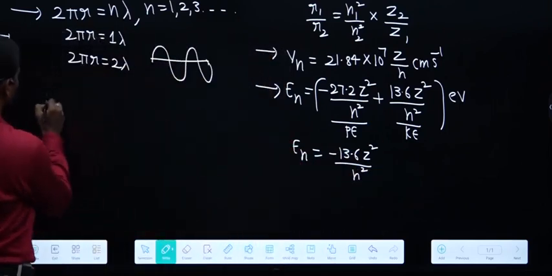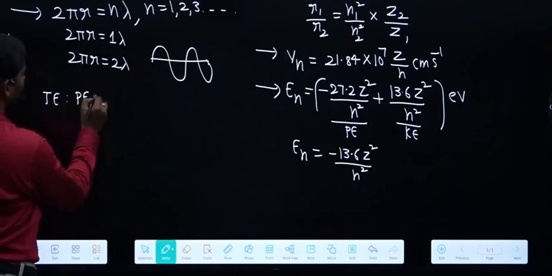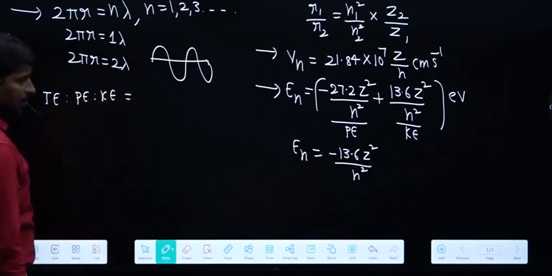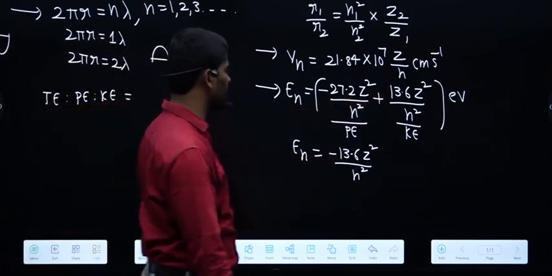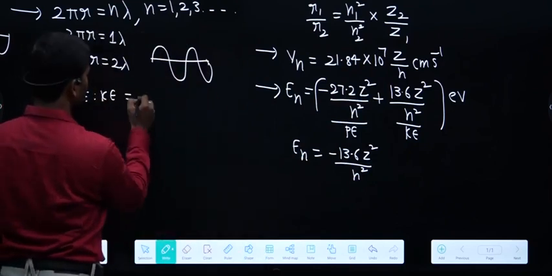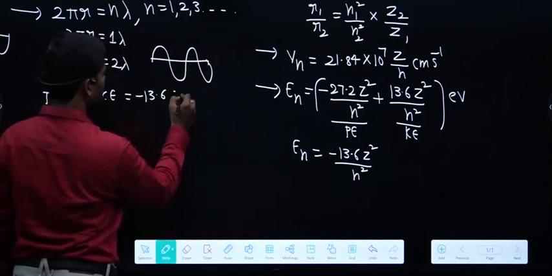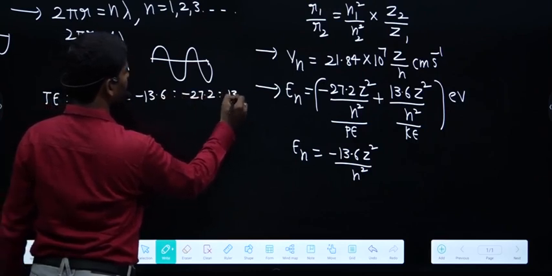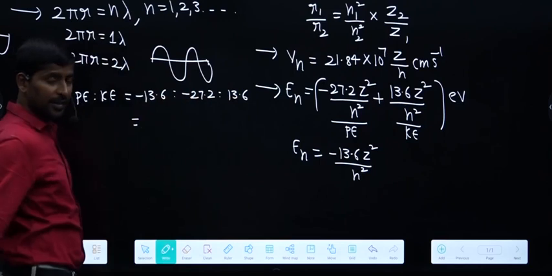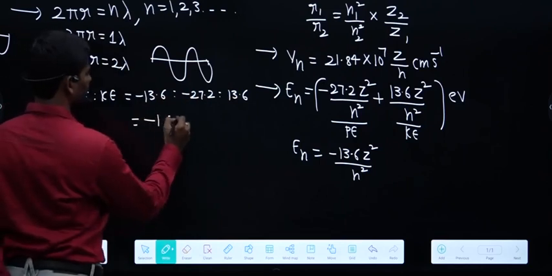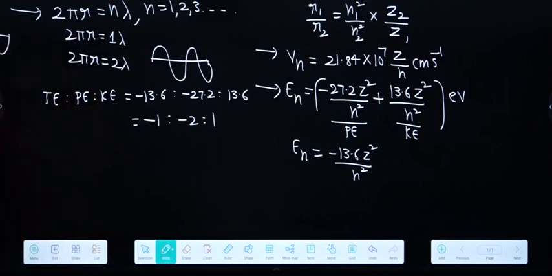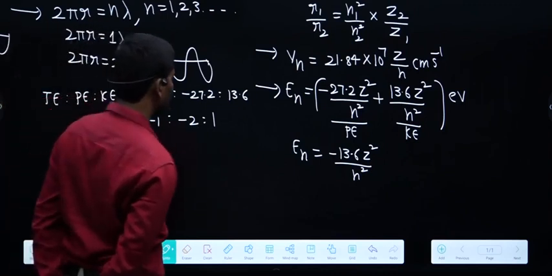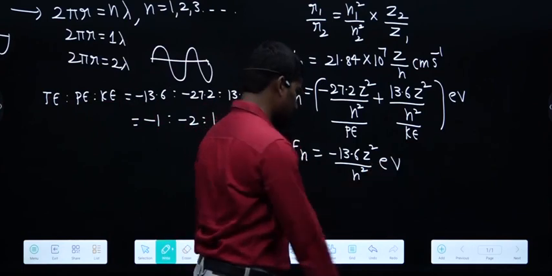So if you see the ratio of total energy, potential energy and kinetic energy, this is minus 13.6 Z square by N square, minus 27.2, plus 13.6, with the remaining parameters constant. If you divide by 13.6, we get minus 1 is to minus 2 is to 1. This is the ratio of total energy to potential energy to kinetic energy for one-electron systems, in electron volts.